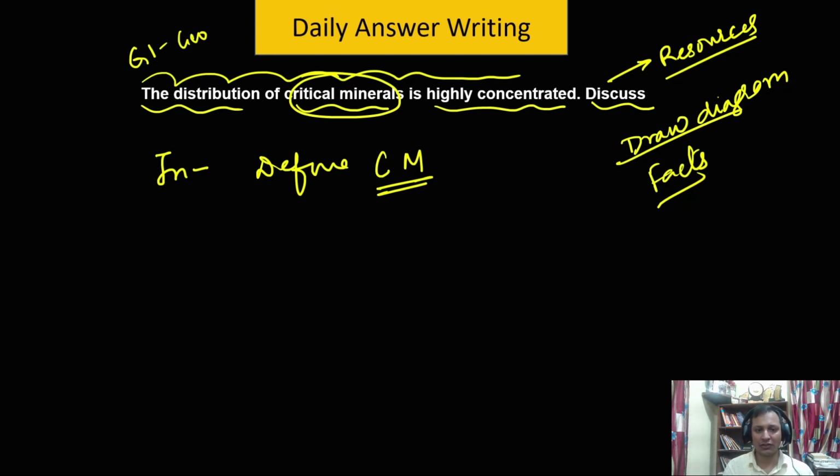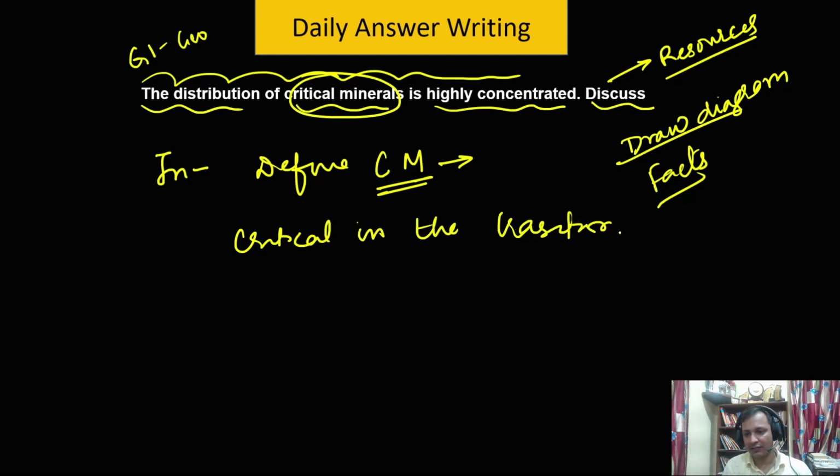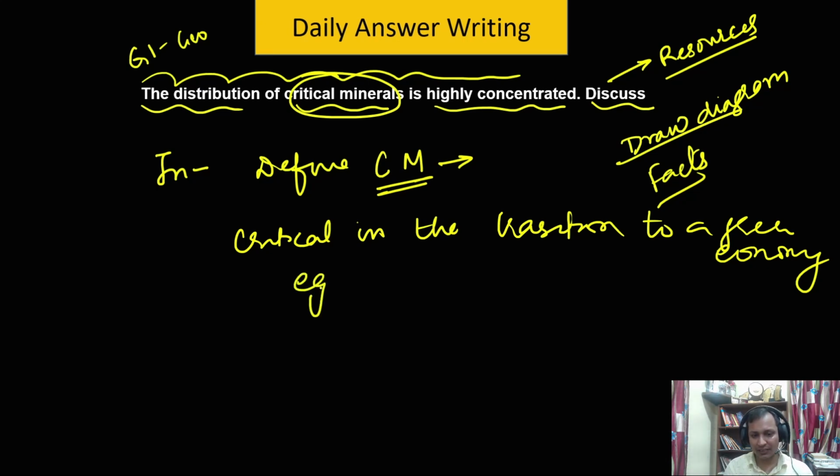So I'll just give you the definition. Critical minerals are those minerals which are critical in the transition to a green economy. So those minerals which are critical in the transition to a green economy are called critical minerals. They are critical because they are very important. Further, their distribution is very concentrated.